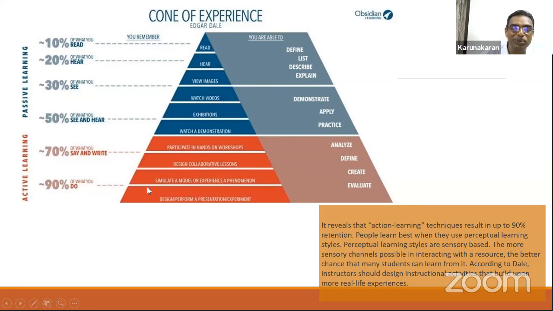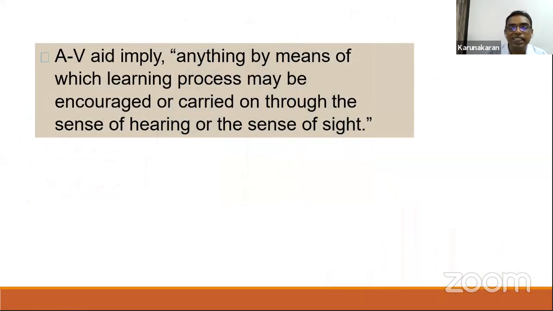We have to engage the student to do something. Then they are able to analyze and define. They are able to create, and they are able to evaluate something. And so the teachers can also evaluate the student performance easily. So this is called the cone of experience. See, this is a simple definition of audiovisual aid.